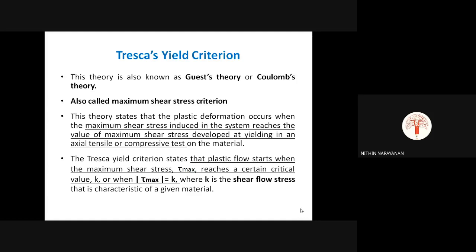That is, plastic flow starts when the maximum shear stress, that is tau max, reaches a certain critical value K, or when tau max is equal to K, where K is the shear flow stress which is a characteristic of a given material. So when tau max is equal to K, plastic deformation occurs, according to the Tresca yield criteria.